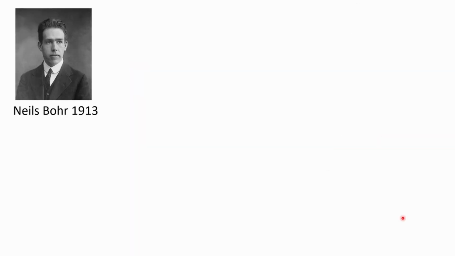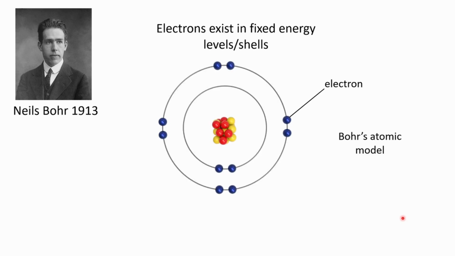The next person you need to know about is Niels Bohr. So in 1913, Niels Bohr realized that because the electrons are negative and the nucleus is positive, those electrons will quickly spiral into the nucleus and collide with it, and the atom will be destroyed. But obviously we know the atom exists and is stable. So he used a mathematical model to prove that electrons exist in fixed shells or energy levels, and these shells are certain distances away from the nucleus. So this is Bohr's atomic model.